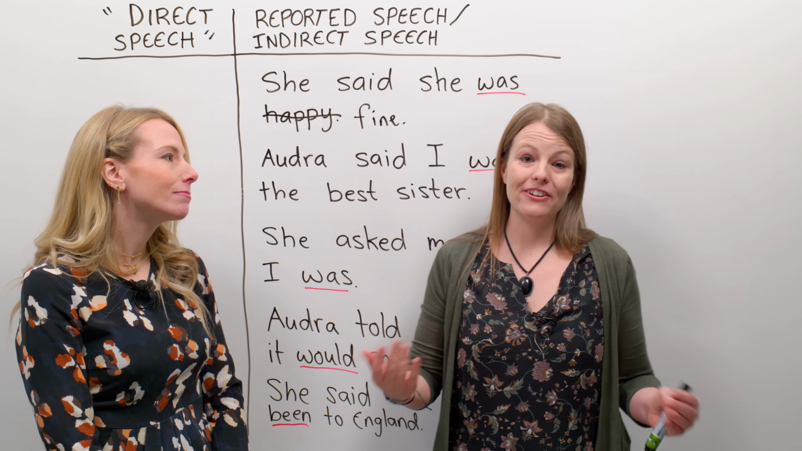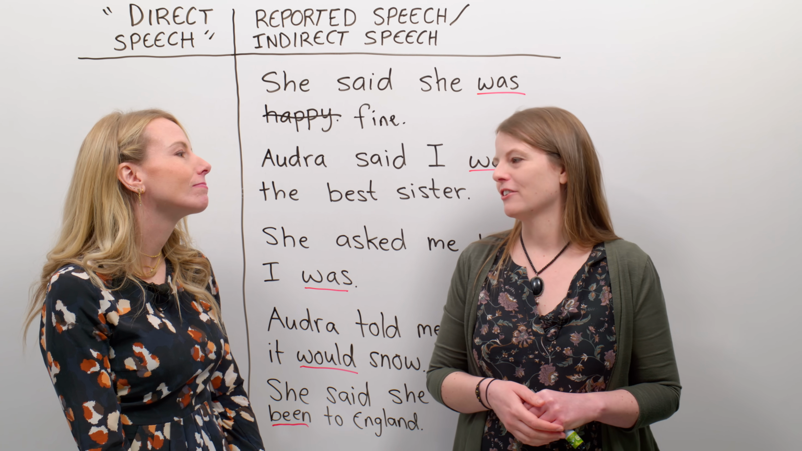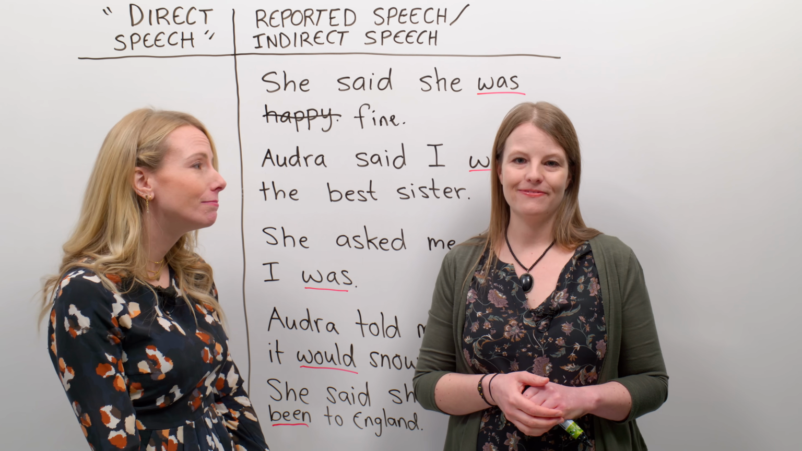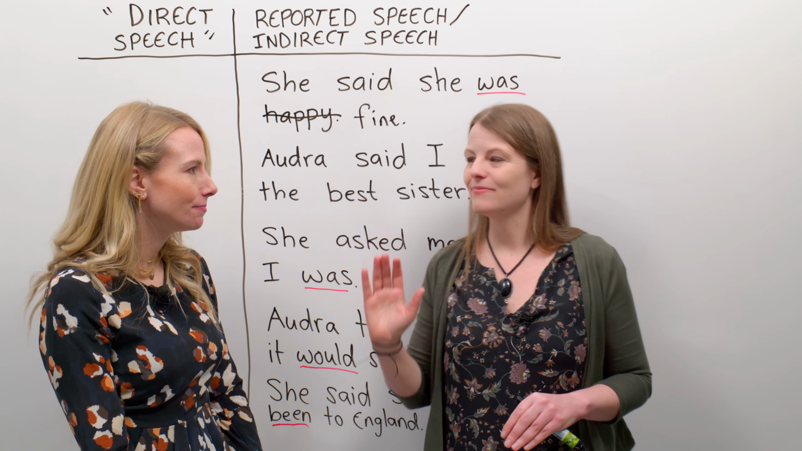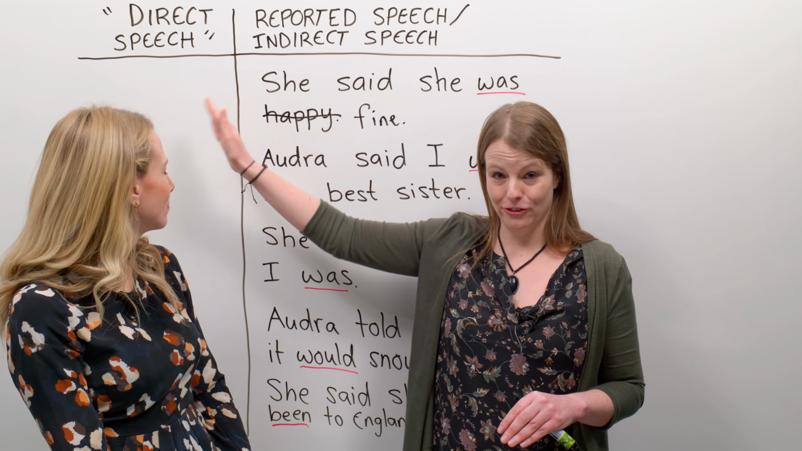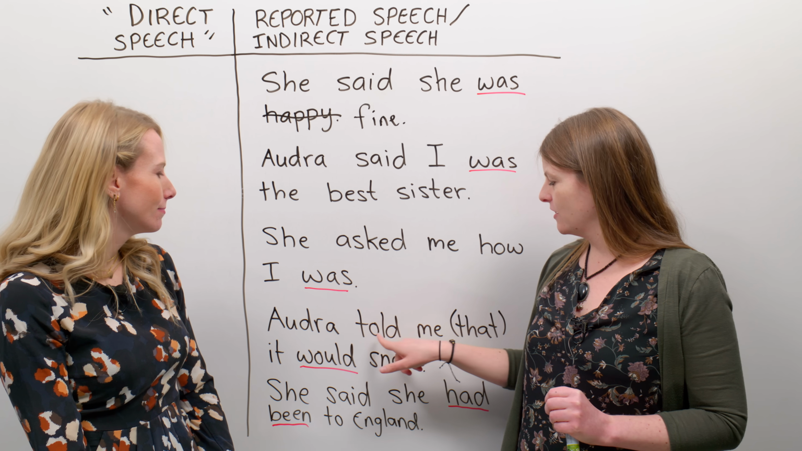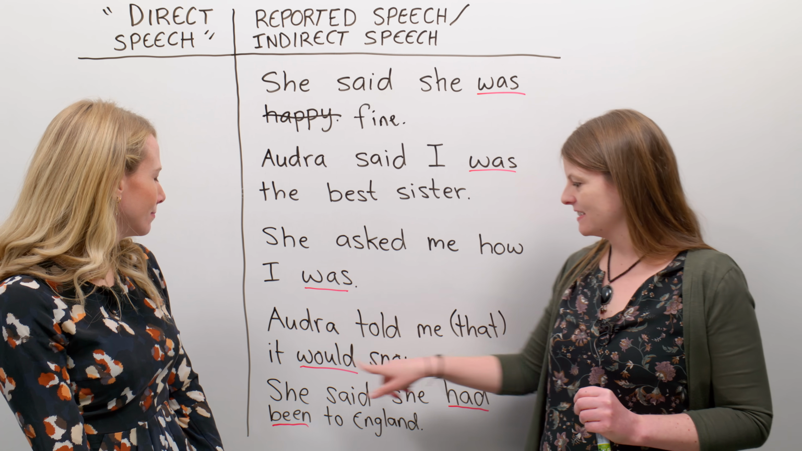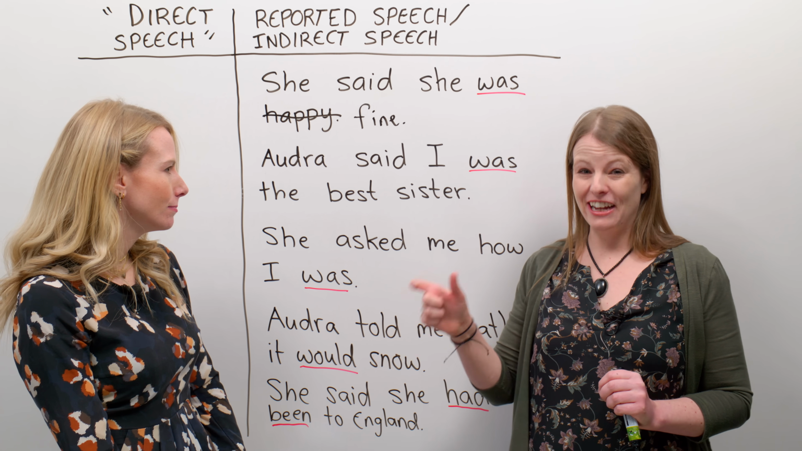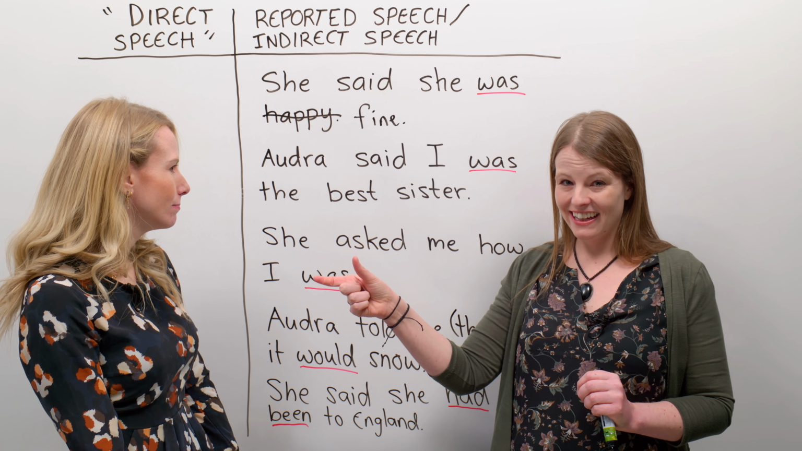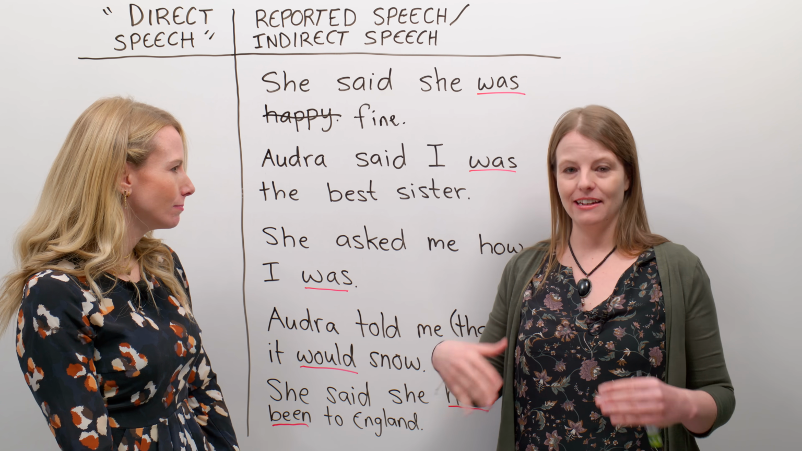All right, let's look at another example. Tell me, Audra, what's the weather like tomorrow? It will snow. Okay, so Audra said it will snow. Those are her exact words, so direct speech. When I change it, I put Audra told me that it would snow. So you'll notice I changed the verb from will to would. And I'll explain that in a moment.